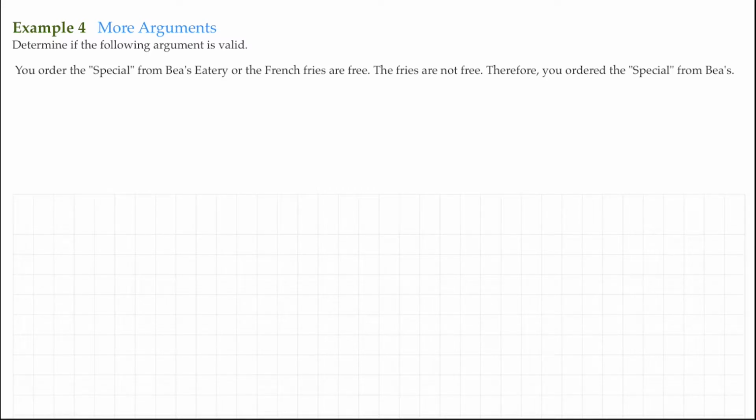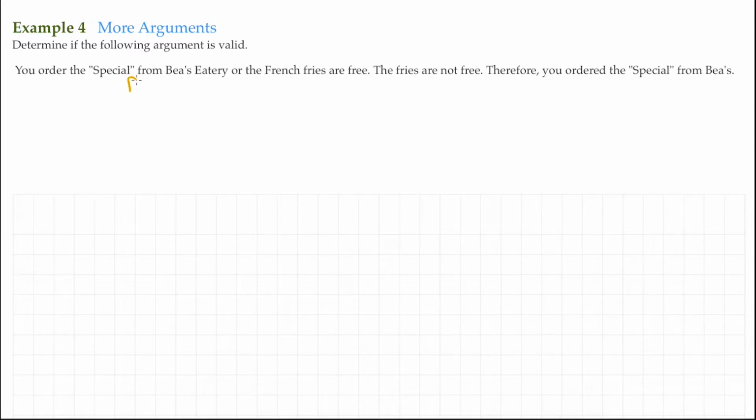So we're going to continue validating our arguments here. So we have another one. It says you order the special from B's Eatery, or the French fries are free. The fries are not free. Therefore, you ordered the special from B's. So you can see right here, you order the special from B's Eatery.